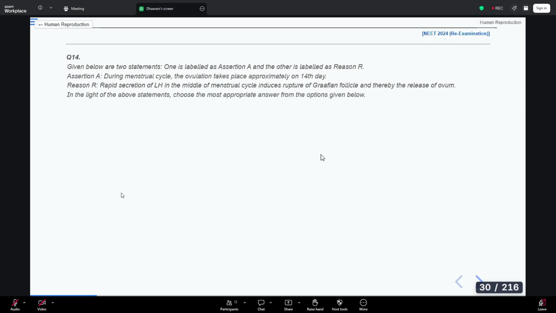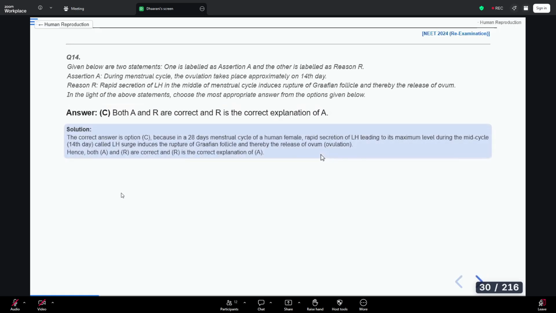Okay, clear. So now you got the answer from where you can subtract the 14. Okay, the answer for 14th question is C. So most of you have given the correct answer. Very good. Let's see the next question.